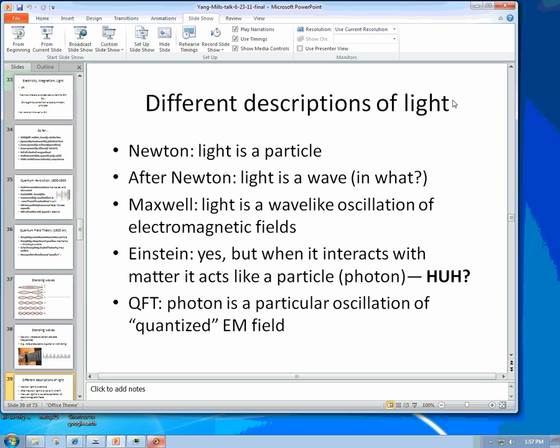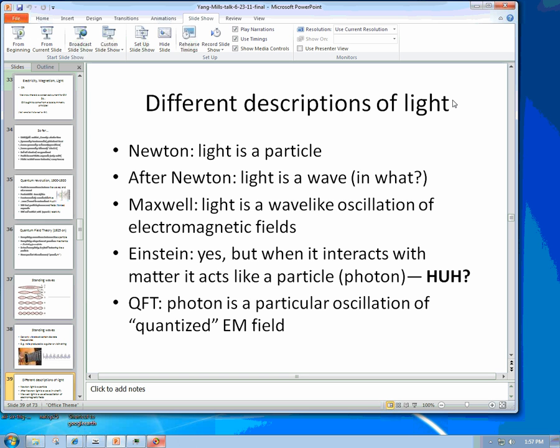Well, Maxwell identified what it was, essentially. Light is a wave-like oscillation of electromagnetic fields. And that seemed like absolutely the right answer. But then Einstein comes along, with a totally different insight from his relativistic insights, and the thing that really won him the Nobel Prize, or one of the things that won him the Nobel Prize, was that he analyzed what's called the photoelectric effect.